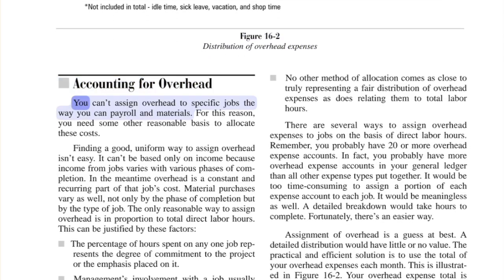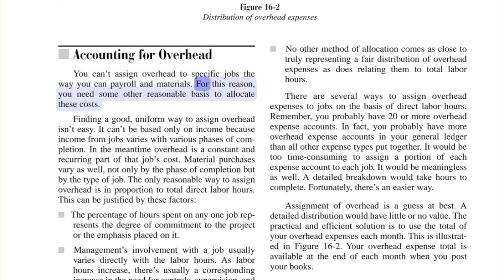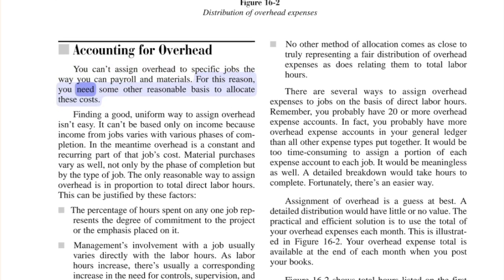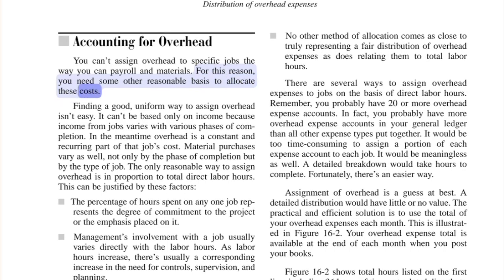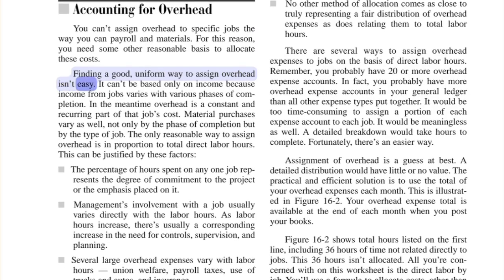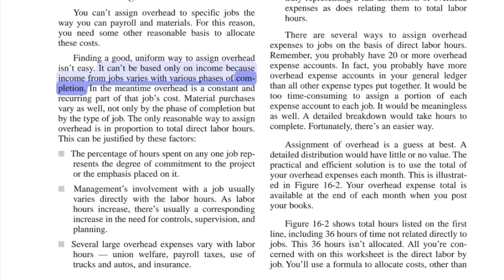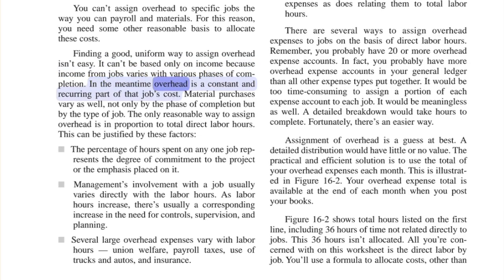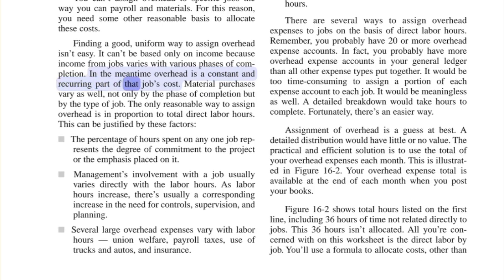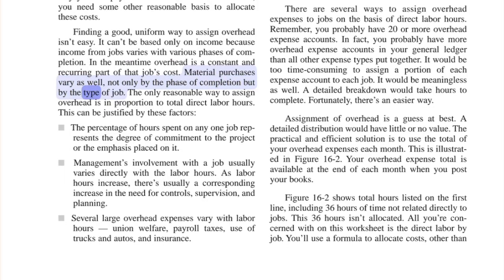Accounting for overhead. You can't assign overhead to specific jobs the way you can payroll and materials. For this reason, you need some other reasonable basis to allocate these costs. Finding a good, uniform way to assign overhead isn't easy. It can't be based only on income, because income from jobs varies with various phases of completion. In the meantime, overhead is a constant and recurring part of that job's cost. Material purchases vary as well, not only by the phase of completion, but by the type of job.